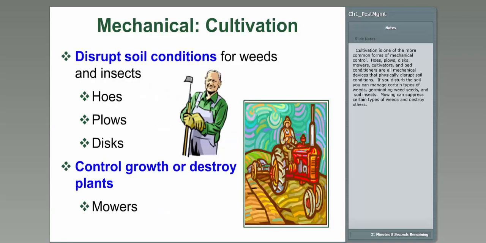Cultivation is one of the more common forms of mechanical control. Hoes, plows, discs, mowers, cultivators, and bed conditioners are all mechanical devices that physically disrupt soil conditions. If you disturb the soil, you can manage certain types of weeds, germinating weed seeds, and soil insects. Mowing can suppress certain types of weeds and destroy others.